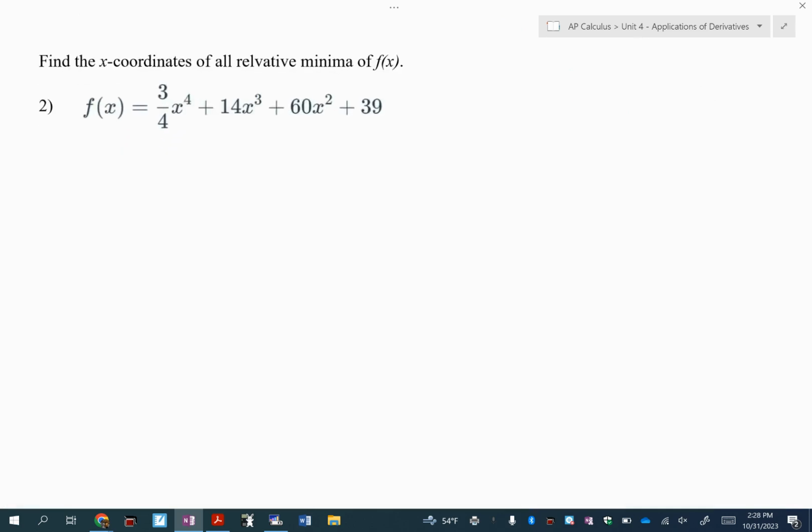You're welcome. All right, let's try this one. This one is going to be the same process, but I'm asking for a different thing, a relative minima. Another word here is local extrema or local minimum value, okay? The process is identical, so let's find the derivative.